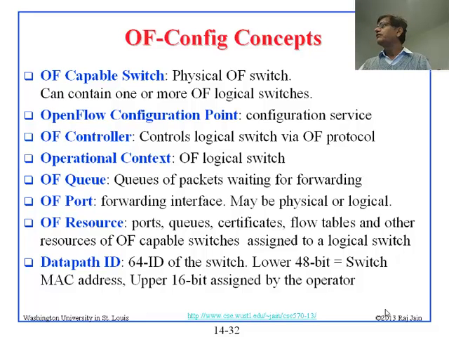This is for security. Flow tables, we already talked about the flow tables. These are where the entries are. And other resources of the OF capable switches are assigned to a logical switch. And then each switch has a 64-bit ID, where 48 bits are the MAC address and 16 bits are assigned by the operator. So if there is one switch and we are making it into 5 switches, then we will have just 5 numbers for the last 16 bits. So every logical switch will have an ID, which is called the data path ID. All right. Any question about any of these concepts?